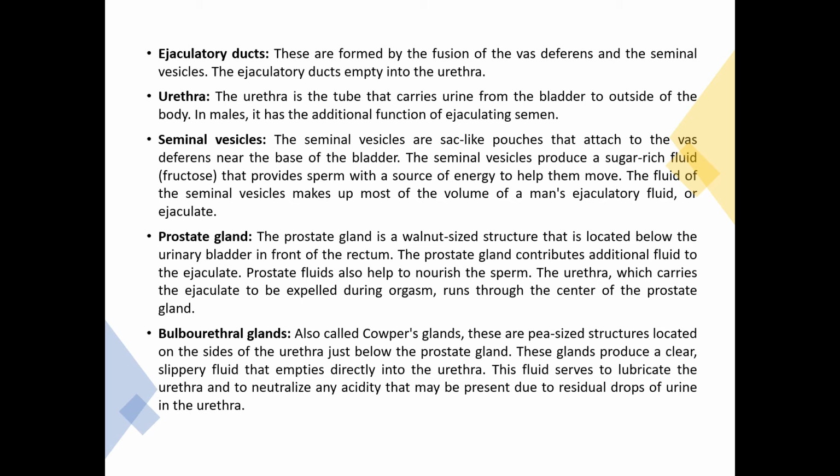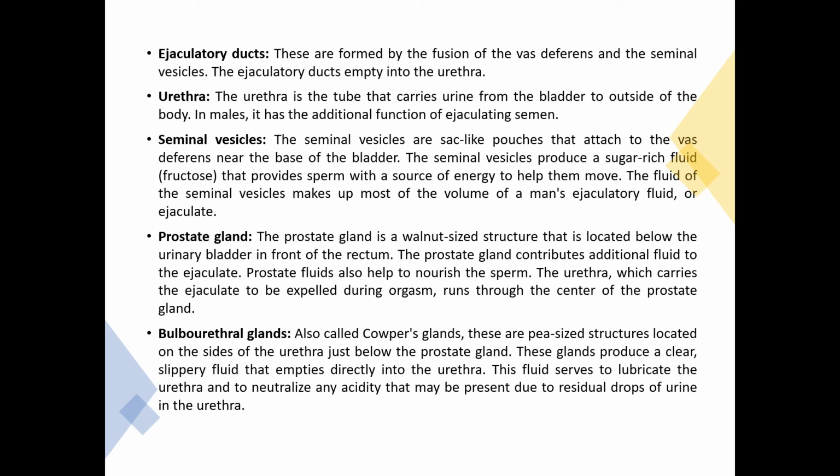The next accessory organ is the urethra. The urethra is a tube that carries urine from the bladder to outside of the body. In males, it has an additional function of ejaculating semen. The next is the seminal vesicles. These seminal vesicles are sac-like pouches that attach to the vas deferens near the base of the bladder. The seminal vesicles produce a sugar-rich fluid, fructose, that provides sperm with a source of energy to help them move. The fluid of the seminal vesicles makes up most of the volume of the man's ejaculatory fluid or ejaculate.